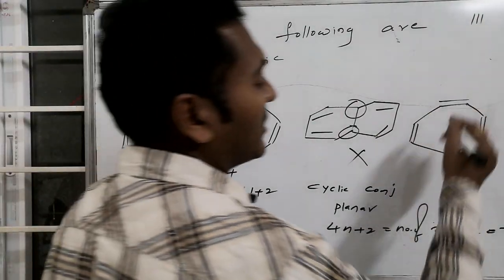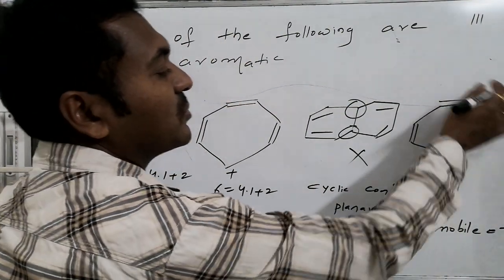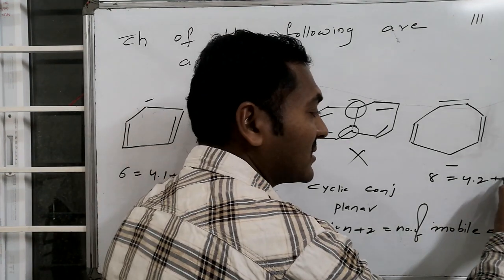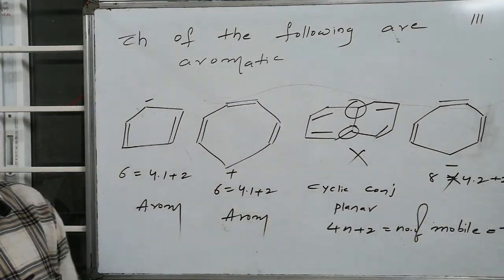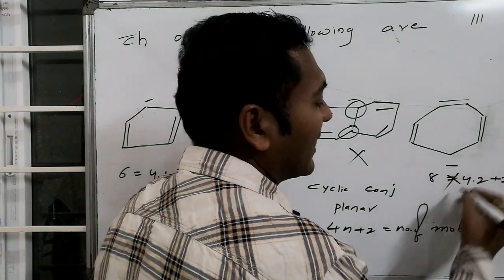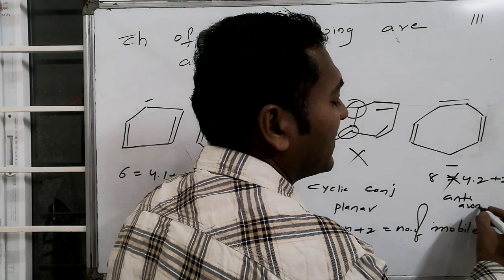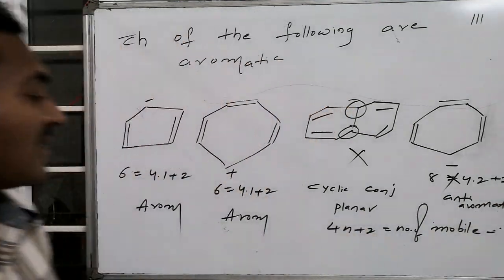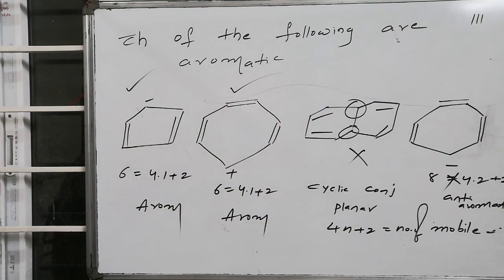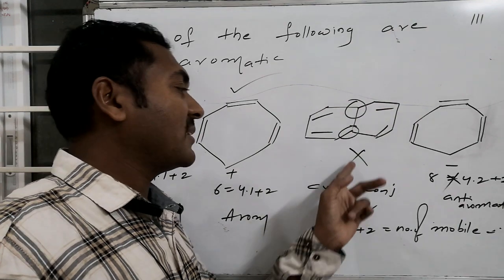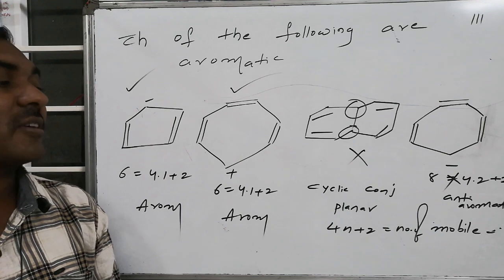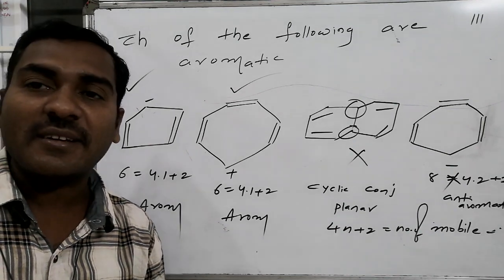If we go for this, the total number of mobile electrons is 8: 2 plus 2 plus 2, 6 plus 2, 8. 8 does not match with 4n plus 2; it matches with 4n. Hence it is not aromatic, it is anti-aromatic. Anti-aromatic stands for not aromatic in nature. Hence the aromatic compounds are cyclopentadienyl anion and cycloheptatrienyl cation, but not the naphthalene type of saturated part, and the cycloheptatrienyl anions are not acting as aromatic compounds by their nature.